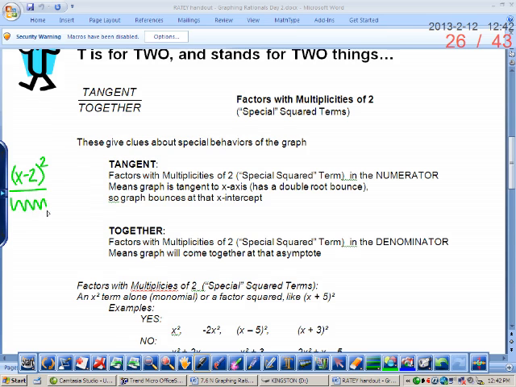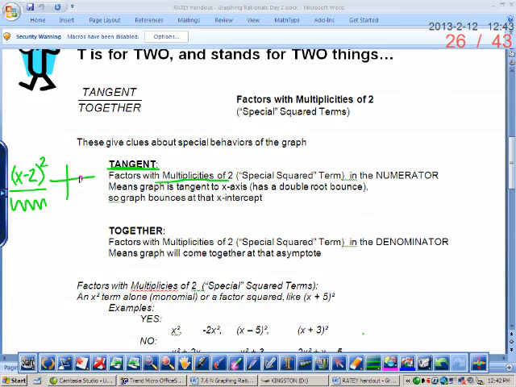What is my root still in this expression? 2. But that root now has what we call a multiplicity of 2 because it's being squared. There's still only a root at 2, but the 2 has a multiplicity. And that is going to cause my graph to be tangent at 2. So here's what that looks like.